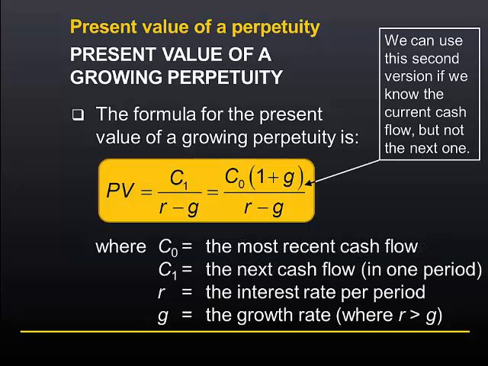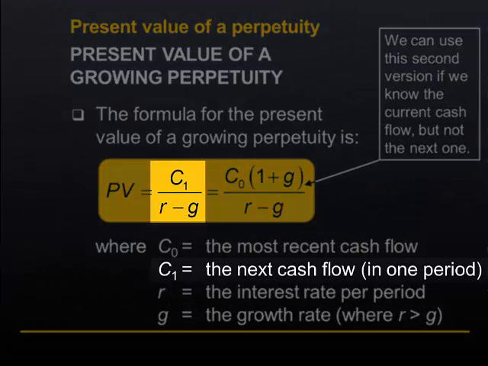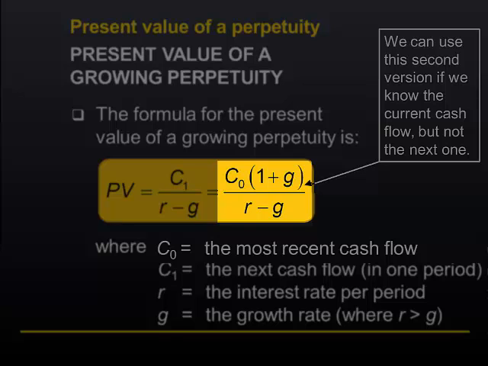As you can see, there are effectively two versions of this formula. The first one is the one that we've already looked at. The present value of a growing perpetuity is C1 over R minus G. If we are given C0, we need to use that information to calculate C1. So the numerator of this formula becomes C0 times 1 plus G.